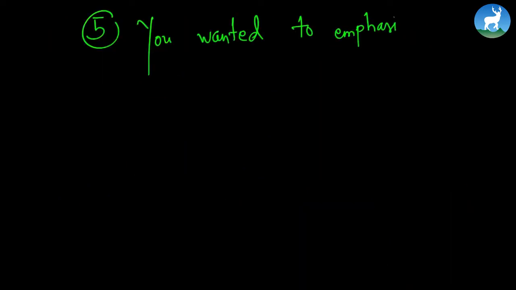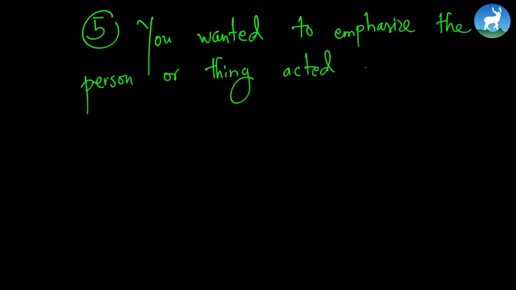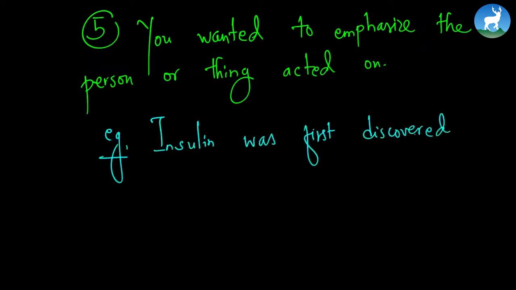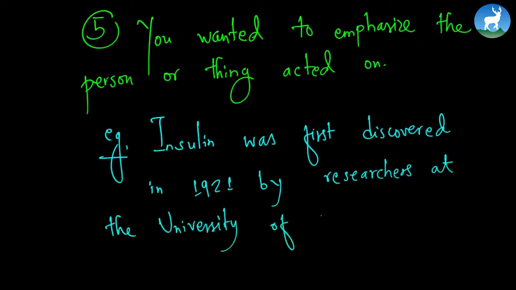You wanted to emphasize the person or thing acted on. So you want to emphasize the person or thing that is acted on. For example, insulin was first discovered in 1921 by researchers at University of Toronto. It is still the only treatment available for diabetes, right? Insulin. So what is the main focus? Insulin. You wanted to emphasize the person or thing acted upon. You want to emphasize this thing called insulin.